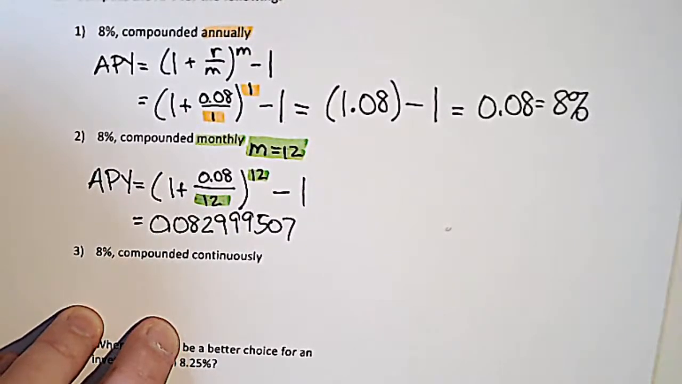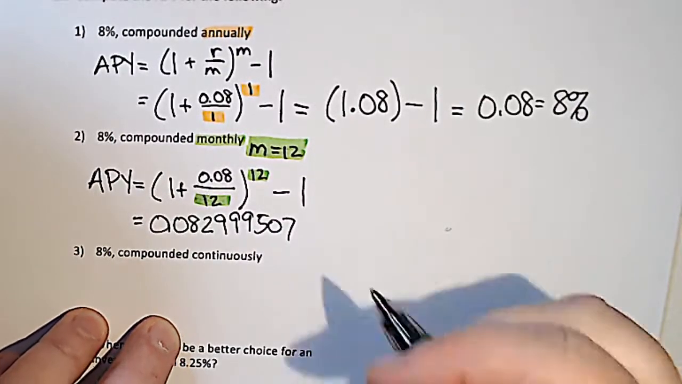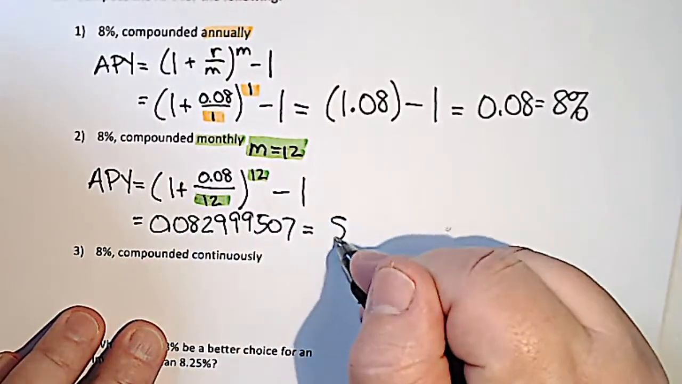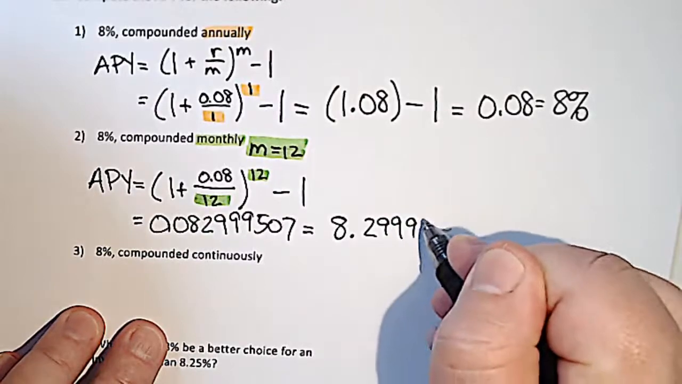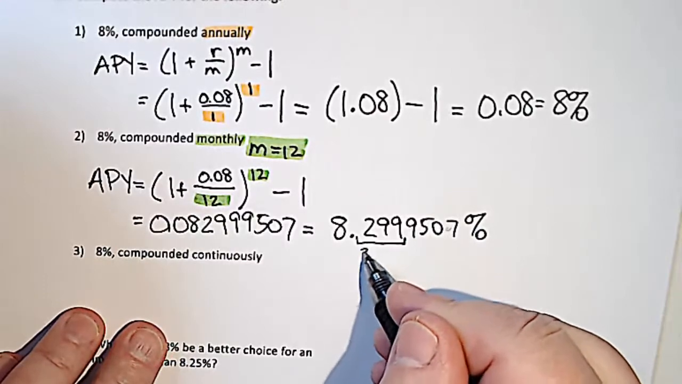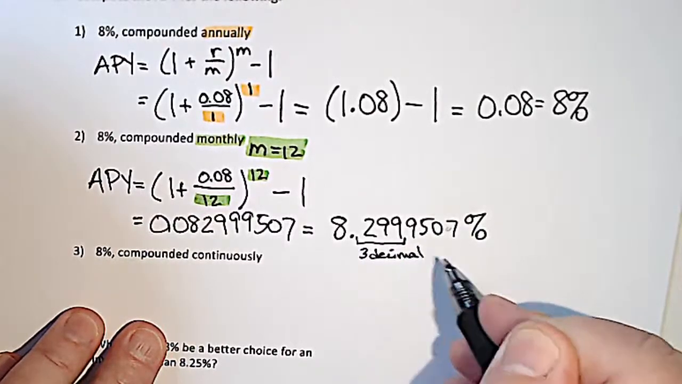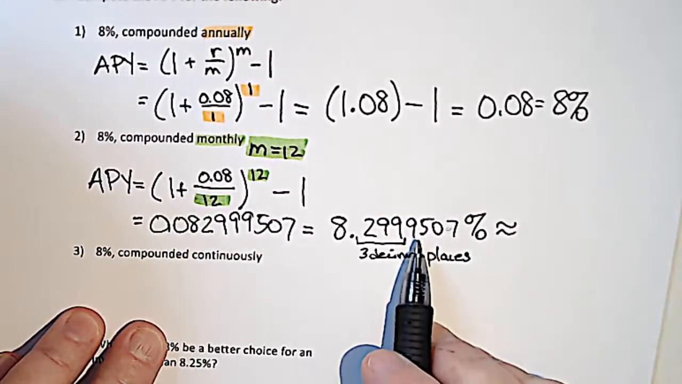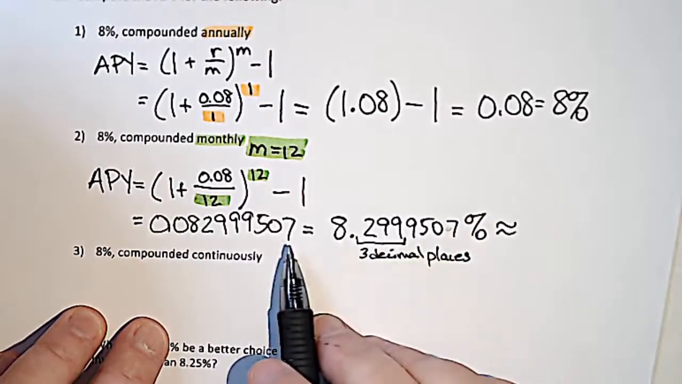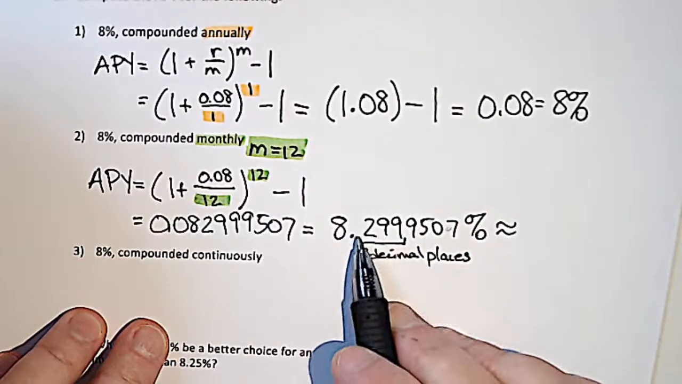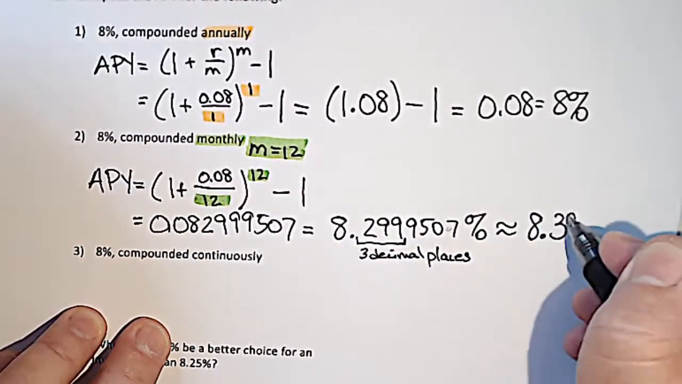Now, interest rates in general are rounded to 3 decimal places in percentage form. What does that mean? Well, first we put it in percentage form. So I move the decimal point 2 places and I get 8.2999507%. And then we want to look to 3 decimal places. And so I'm going to round that 9. Now this is going to be a cascading, right? Because the 9 is going to say, okay, this rounds up, but if this rounds up, then this rounds up, then everybody rounds up. So we've got approximately 8.3%.